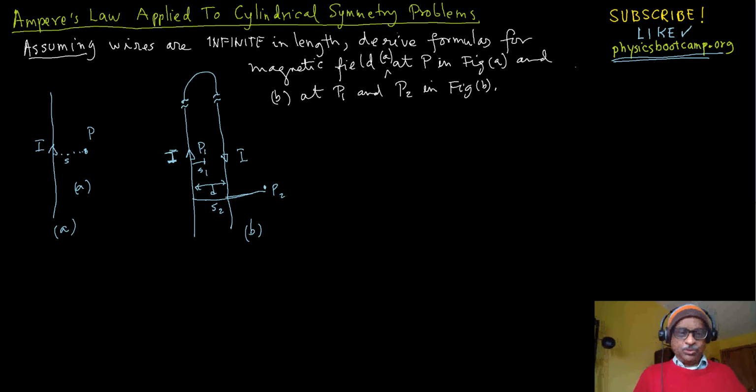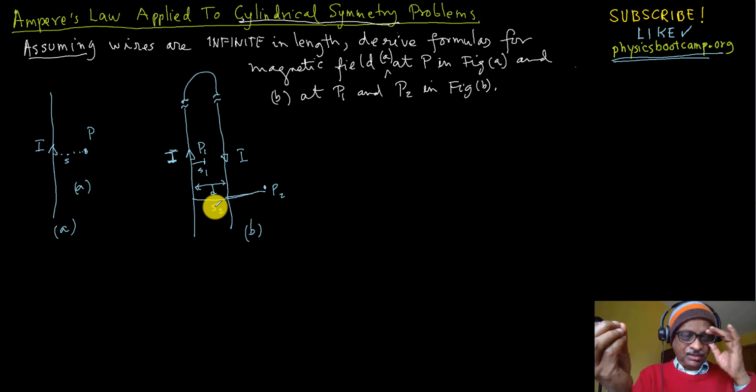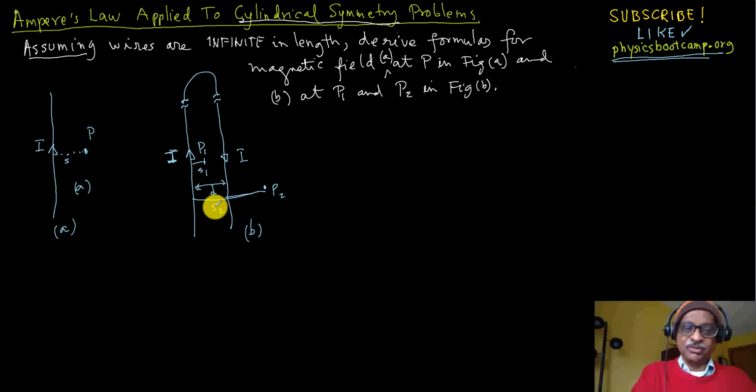So today we're going to do some standard problems, application of Ampere's law, and Ampere's law applied to cylindrical symmetry problems. We're going to learn about what this thing called cylindrical symmetry is, and these are the two problems we're going to do. We're going to do another cylindrical symmetry problem later, not today, maybe next video. But this is a classic problem.